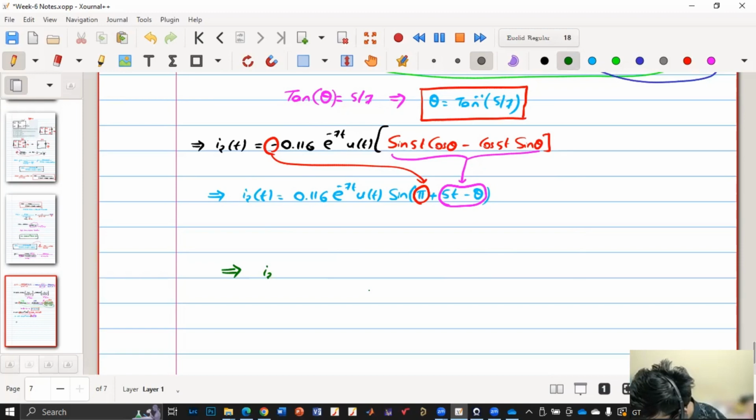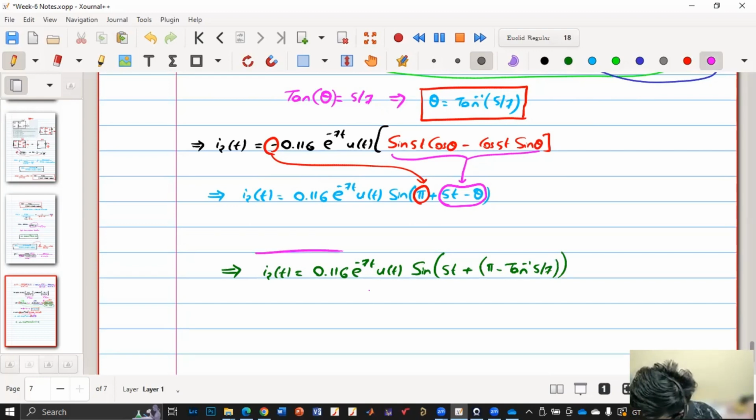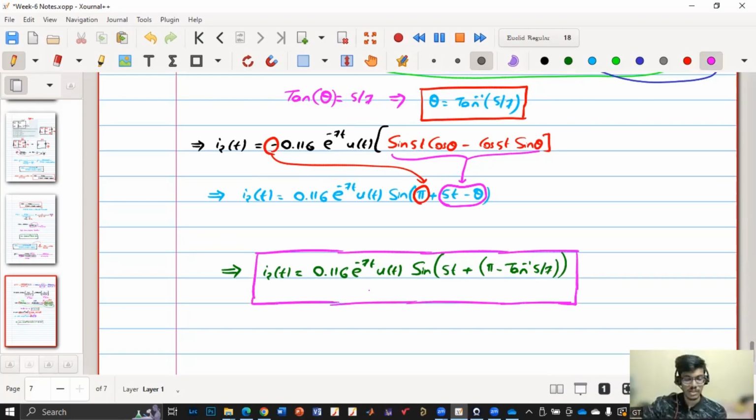I2 of t is equal to 0.116 e to the power minus 70 ut into sine of 5t plus pi minus theta. I will replace theta with tan inverse 5/7. So this is the final overall expression that we are getting for I2 of t.